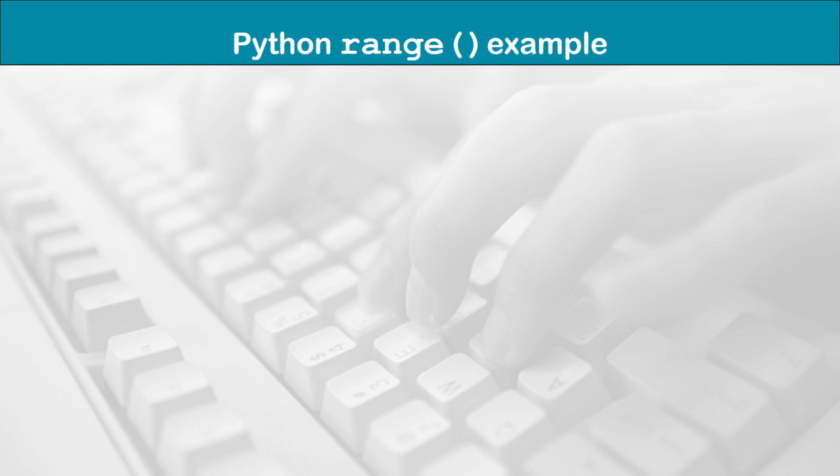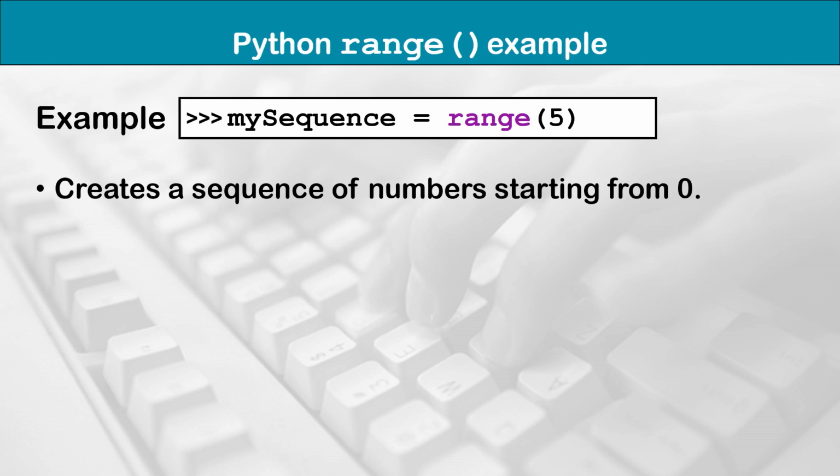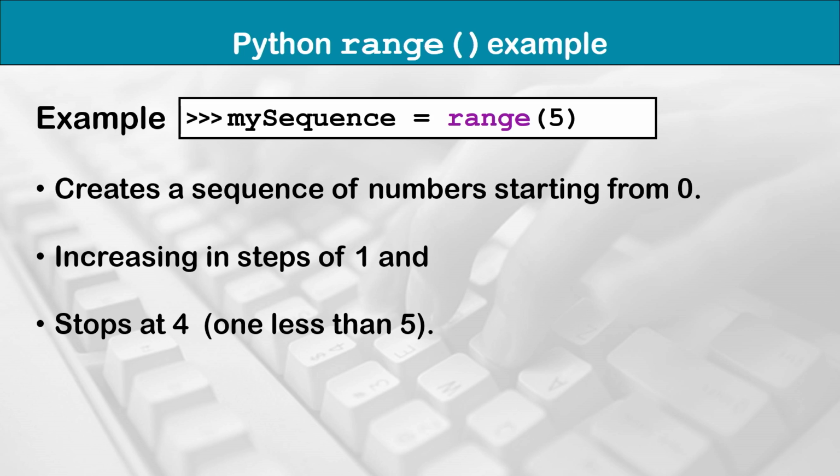For example, the instruction mySequence equal to range 5 creates a sequence of numbers starting from 0, increasing in steps of 1, and stops at 4, that is 1 less than 5. Therefore, mySequence holds values 0, 1, 2, 3 and 4.